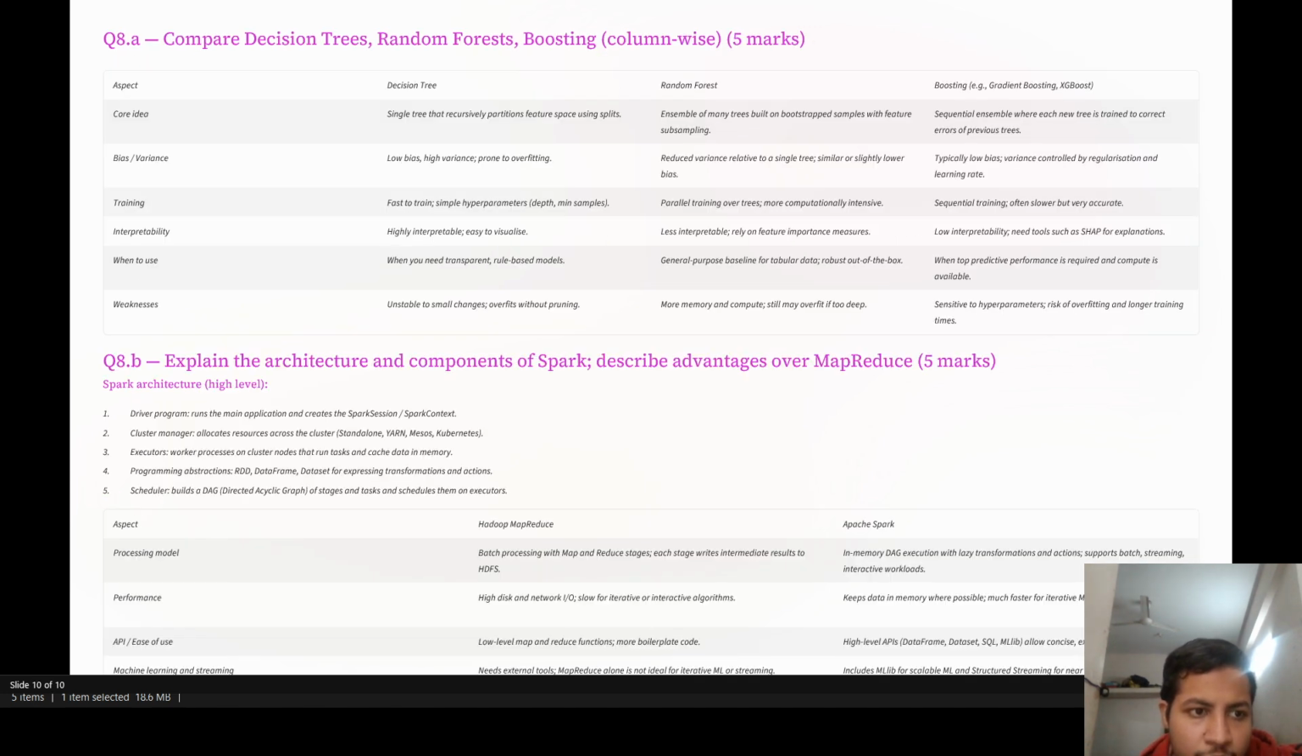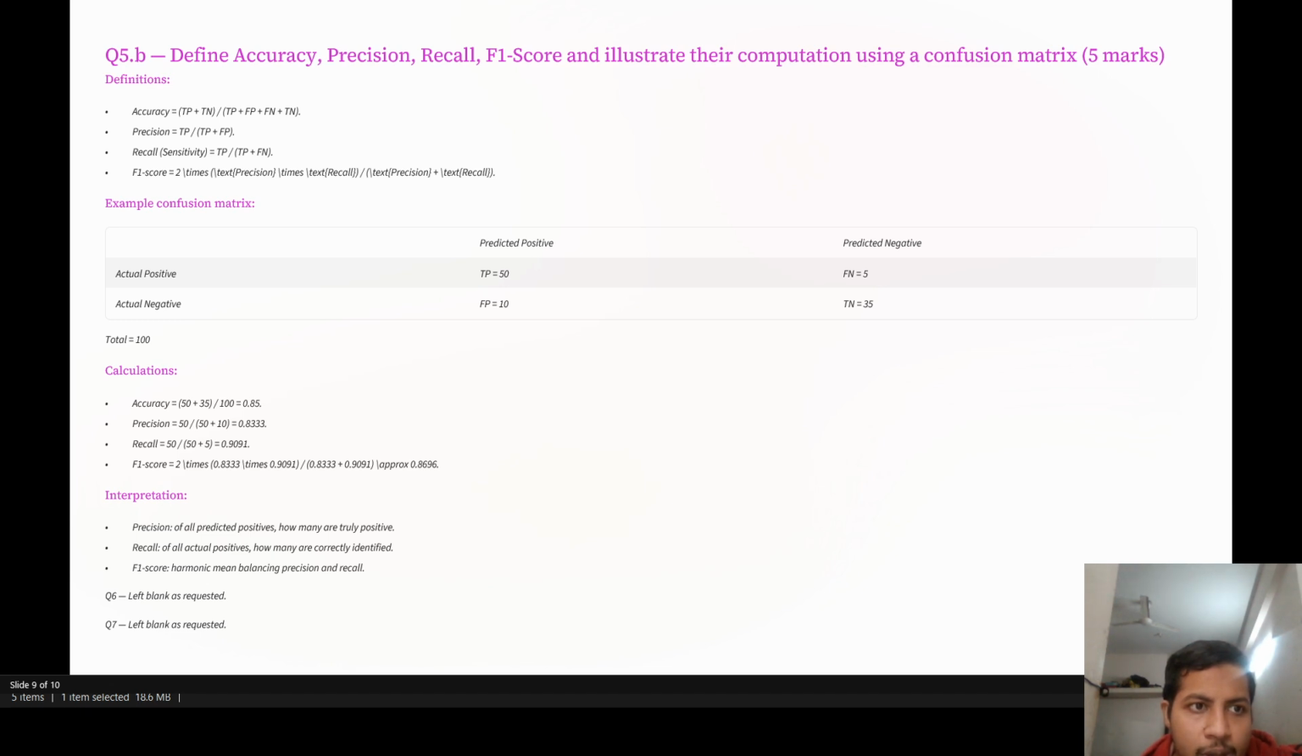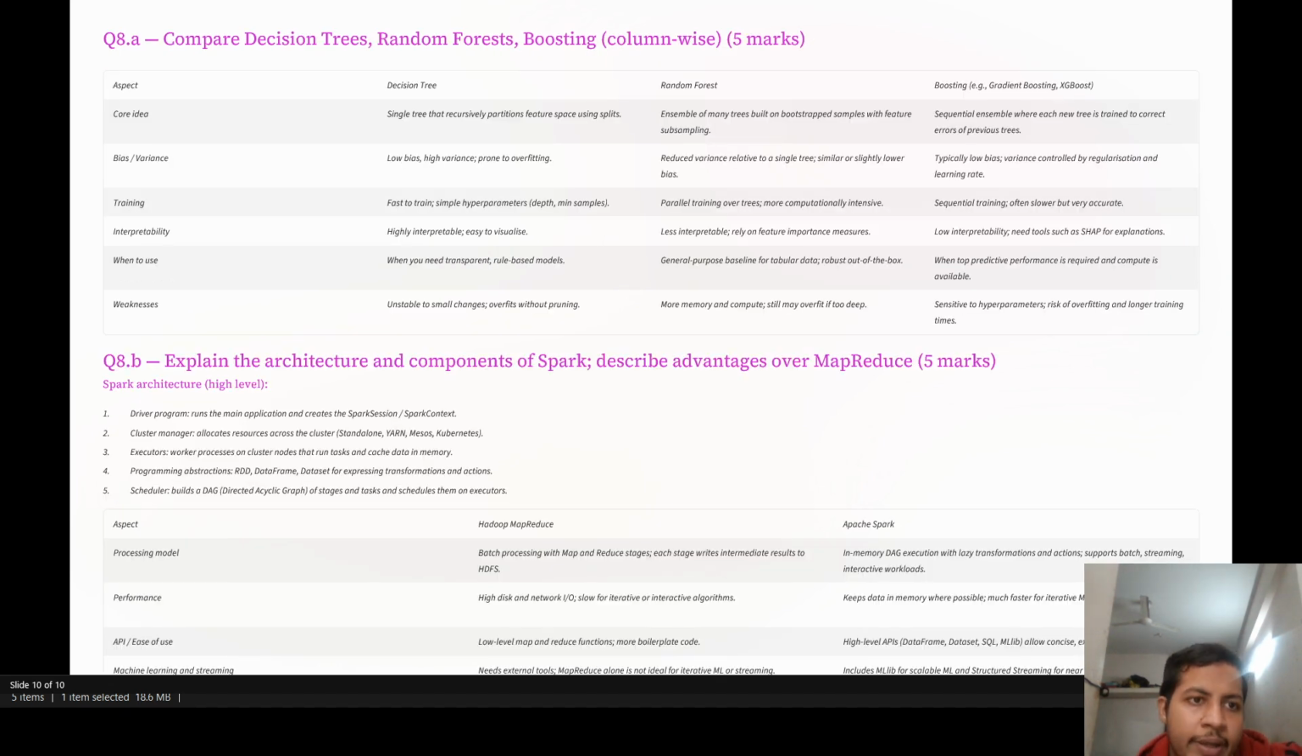Now moving to the next question, question number 8a. Compare decision trees, random forest, boosting column wise. So we have to compare all these three terms column wise. In the first column we take the aspects, now talking about their definition, their core idea. A decision tree is a single tree that recursively partitions feature space using splits.